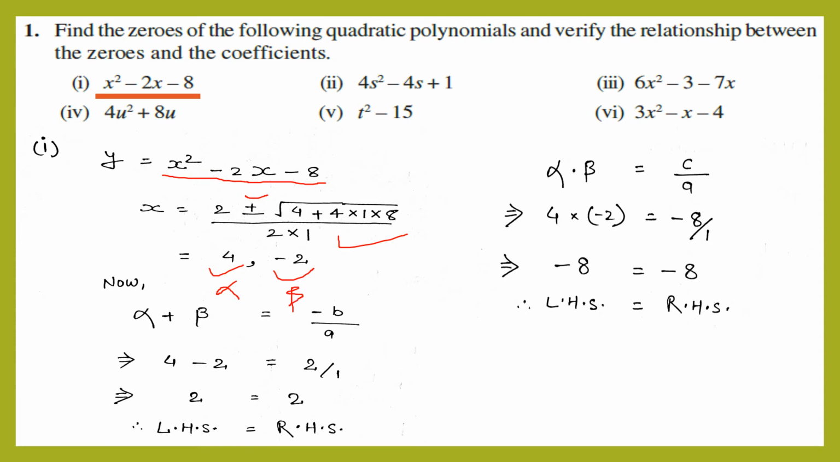So alpha plus beta should be equal to minus b by a, and we can see that this follows the relationship and LHS equal to RHS. Again we will try to check alpha into beta equal to c by a. Alpha is 4 and beta is minus 2. The value of c is minus 8. So again LHS equal to RHS. That means the relationship between the coefficient and the roots is established.